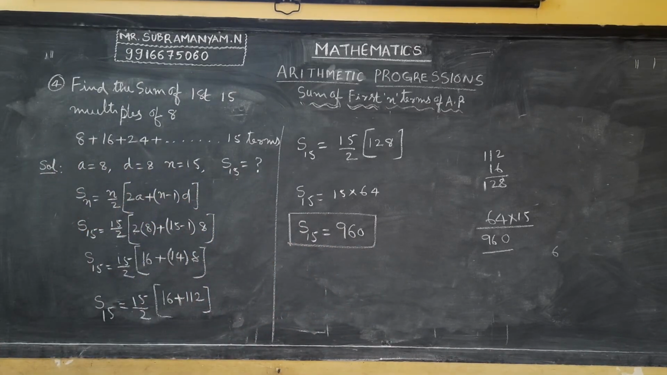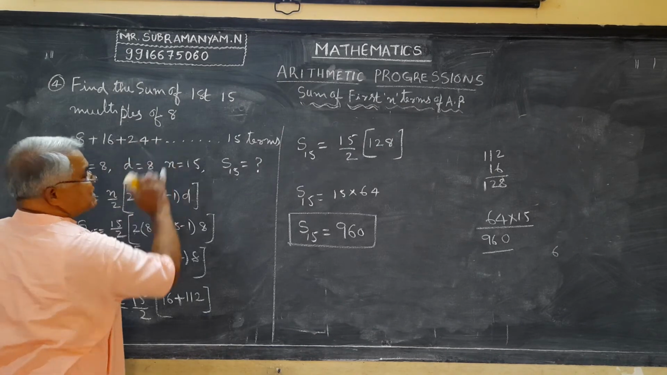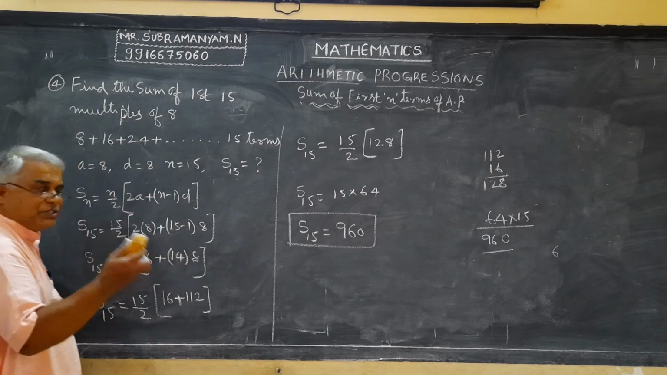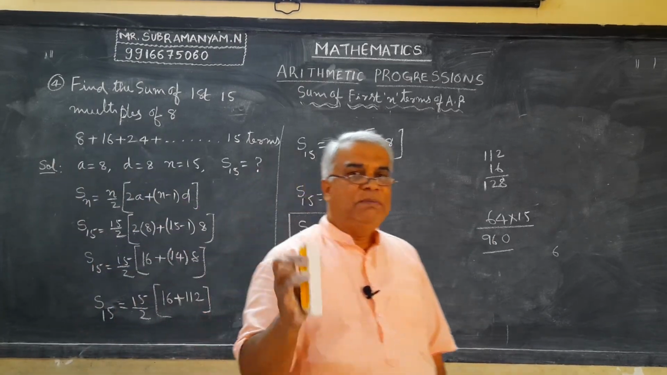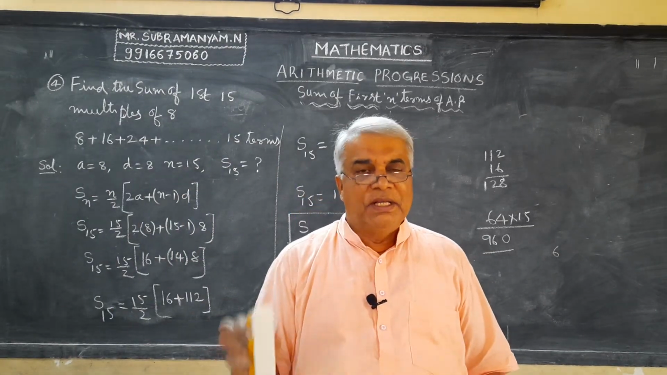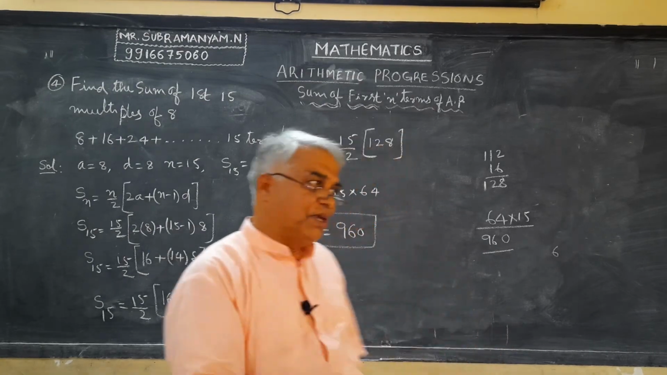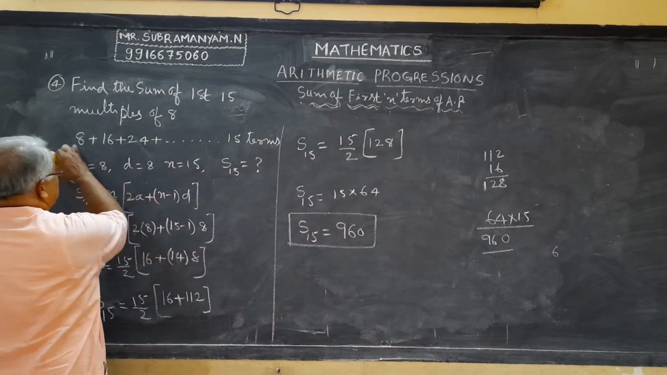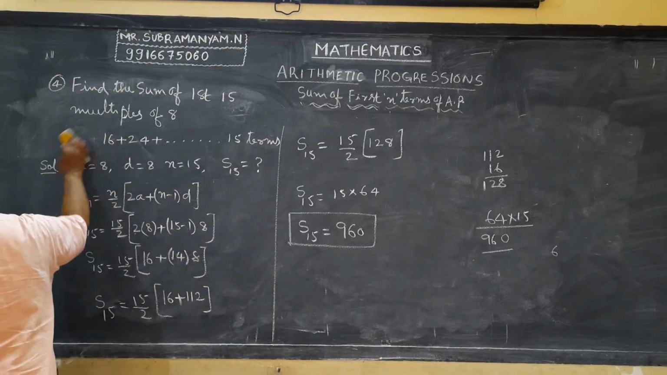Next, you can solve the same problem, 8 plus 16 plus 24, etc. Same problem you try, children, taking 8 common. Do you remember we took one problem, 3 plus 6 plus 9 plus etc., 30 terms? There we took 3 common and used the third formula. Same way, in this problem take 8 common and solve it by the third formula. Okay, next problem.